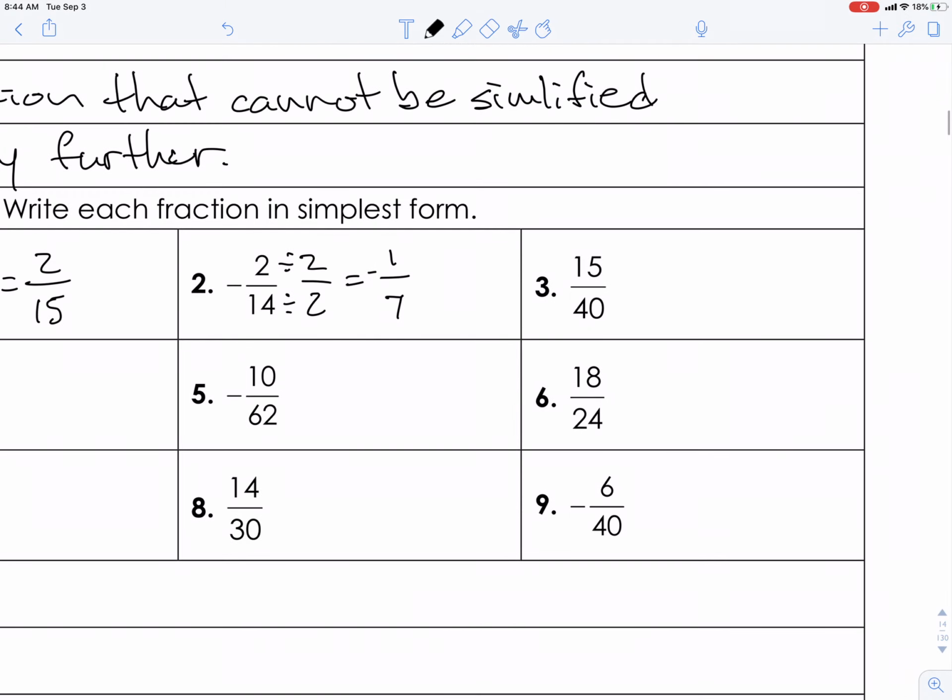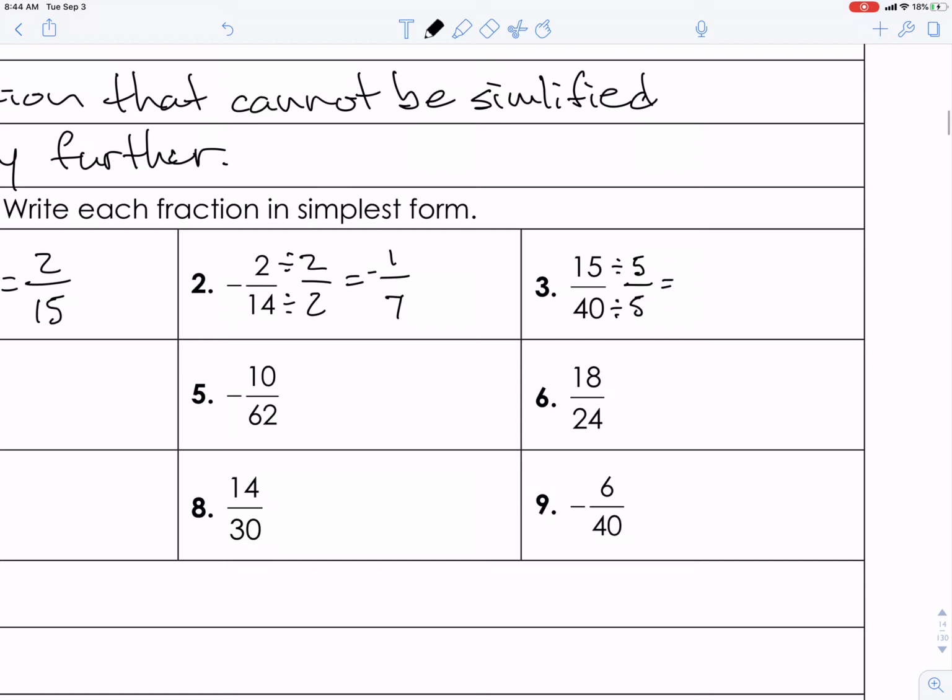15 and 40. I'm looking through this and thinking, if something ends in a 5 or a 0, I know 5 can go into it. Well, 5 goes into 15 and 40. So I'm going back and remembering my multiplication tables. What number can I pull out of 15 and 40? I know 5 goes into both of them, so I'm going to divide by 5.